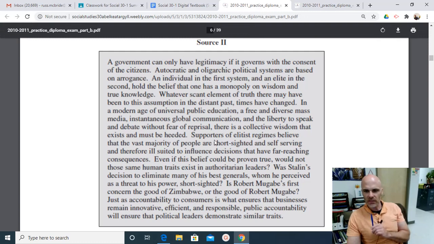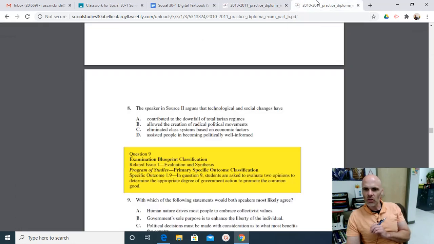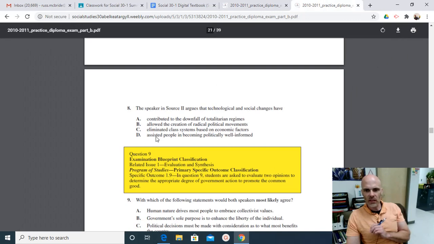I see that. Supporters of elite regimes believe the vast majority of people are short-sighted, self-serving, ill-suited. Even if this belief could be proven true, would not these same things be said of Stalin, of Mugabe? It's not saying that Stalin and Mugabe were defeated because people are informed. It's saying that people are informed because of the technology. So I'm going to go with D.